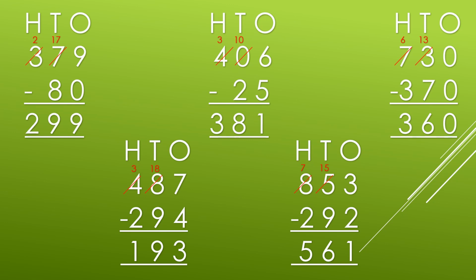Next sum is 853 minus 292. 3 minus 2 is equal to 1. Children, we cannot subtract 9 from 5, so we will borrow. 8 becomes 7 and 5 becomes 15. 15 minus 9 is equal to 6. And 7 minus 2 is equal to 5. 853 minus 292 is equal to 561.